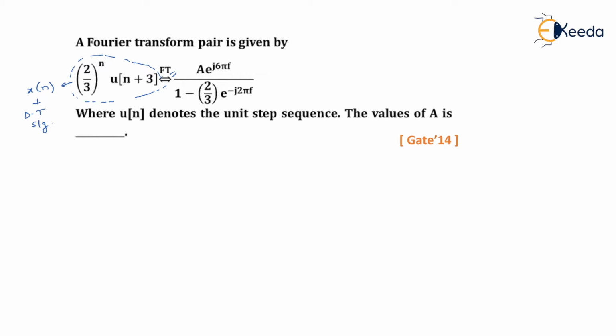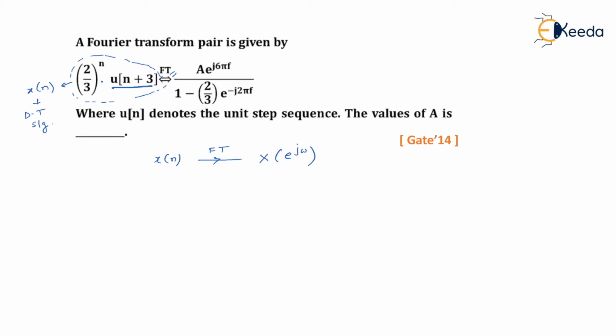In this, your function is multiplied with u of n plus 3. It means the signal must be advanced by 3, where u of n denotes a unit step sequence. Of course, we know that. So what they are asking you is the value of a. Let's see how to deal with this. If you have seen the previous video, whenever we have signal x of n, its Fourier transform, DTFT for x of n, is X of e to the power j omega.